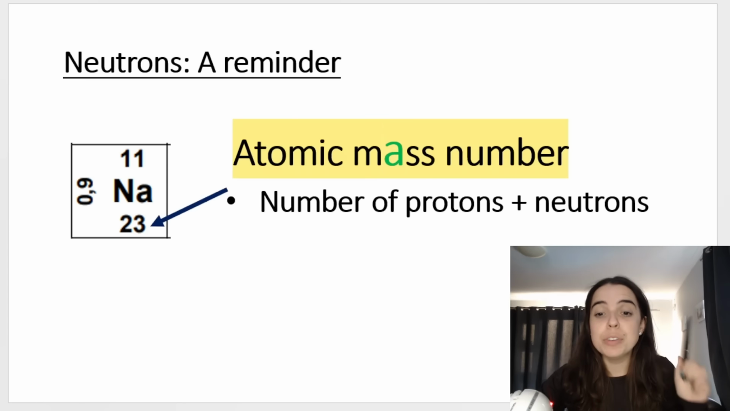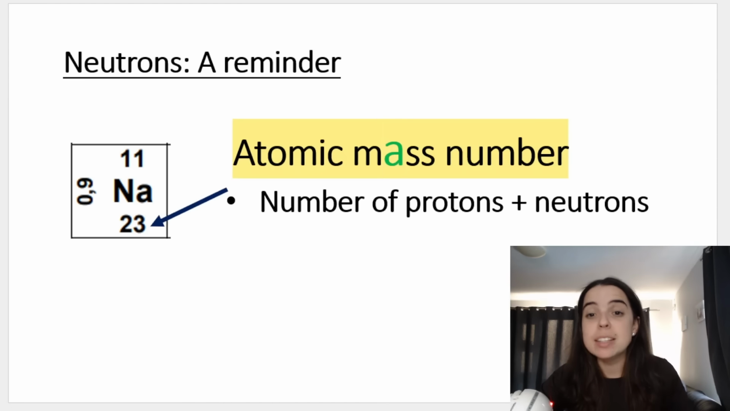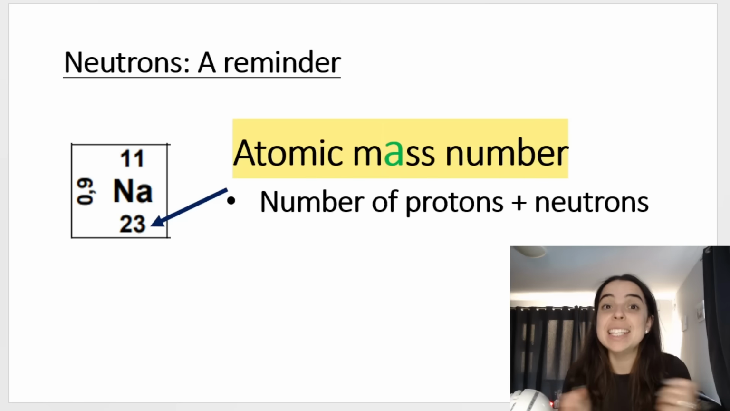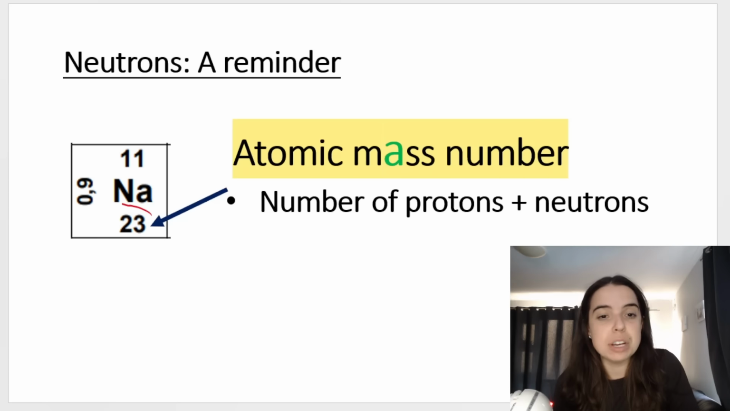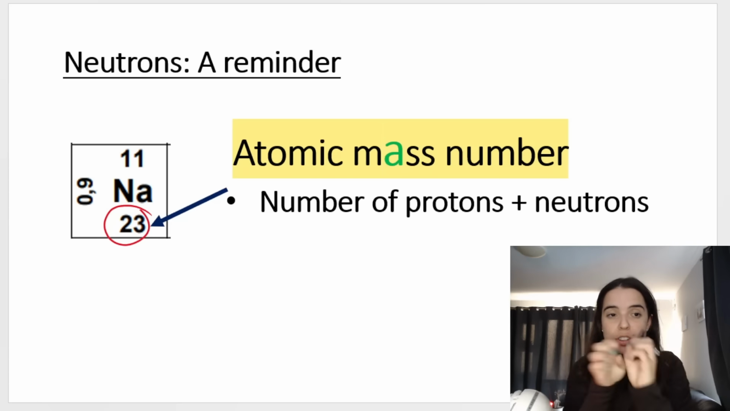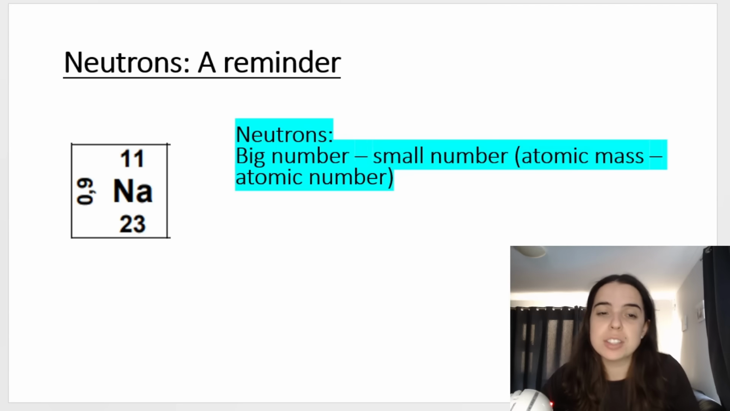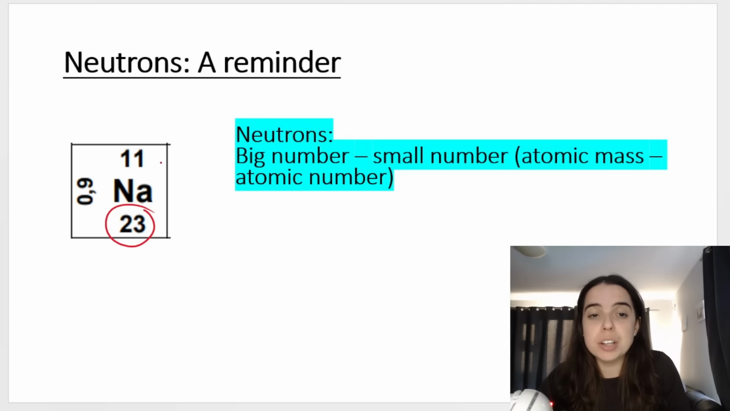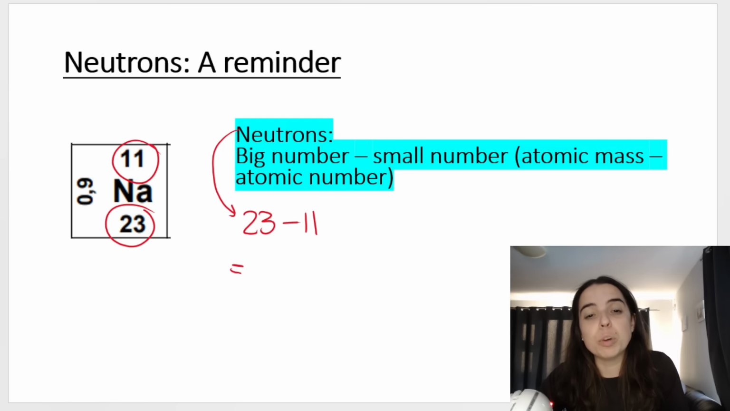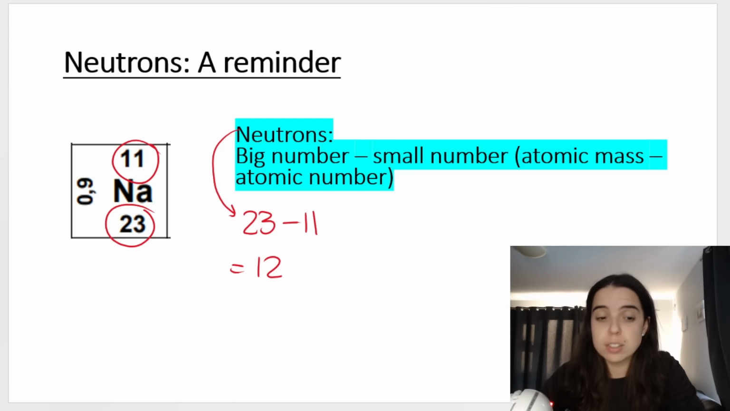Then this number over here, the bottom number, the bigger number, is the atomic mass number. And it is the number of protons plus neutrons added together. So 23, that's the number of protons and neutrons added together. Therefore, if I want to work out the number of neutrons, I take the big number on the periodic table minus the small number. So the number of neutrons in sodium will be 23 minus 11, which is 12 neutrons.